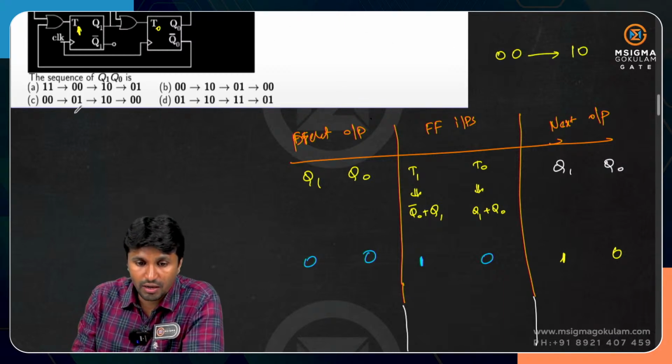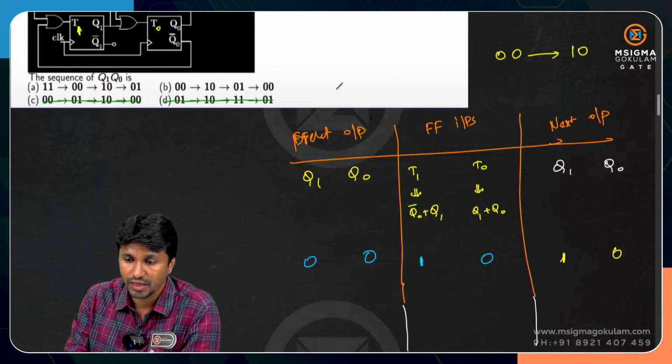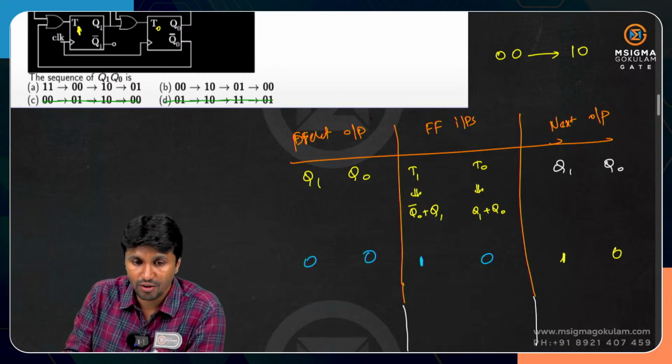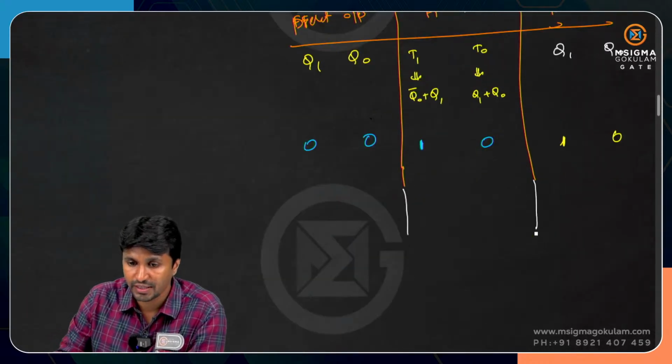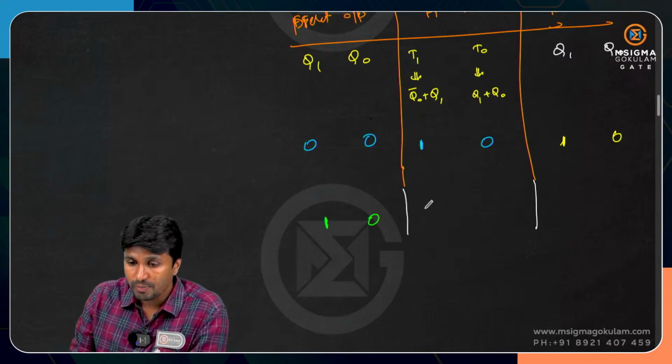In how many options do you find this sequence? 0 0 to 1 0, 0 0 to 0 1. So this is not correct. 0 0 to 1 0. Okay, in this option you don't have 0 0. Let us see. Before eliminating option D, we'll once again check by taking 1 0 as the present output. So tell me what will be the inputs.